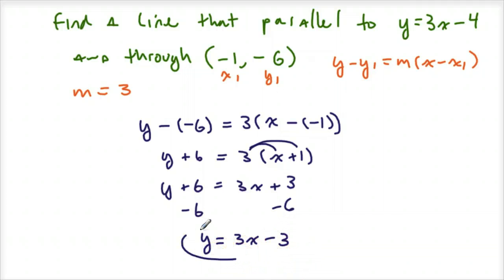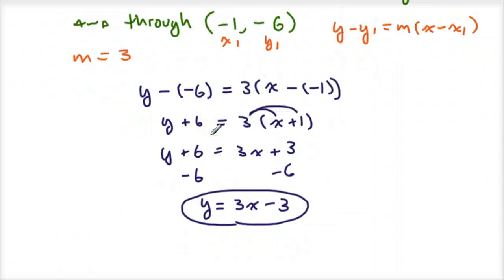And so that is the equation of a line that's parallel to y equals 3x minus 4, and it's through this point, negative 1, negative 6, right? So their y-intercepts are actually very close. This is just taking this line and shifting it down 1. So that's how you would determine a line parallel to a given line and through a specific point.